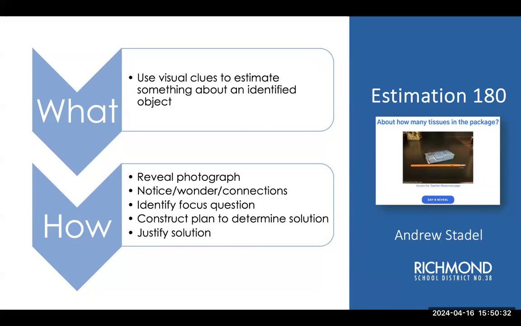You reveal the photograph. You ask students to notice. What do they notice? What do they wonder? What connections are they making? Then you identify what the focus question is. You construct a plan to determine a solution, and then they have to justify their solution.